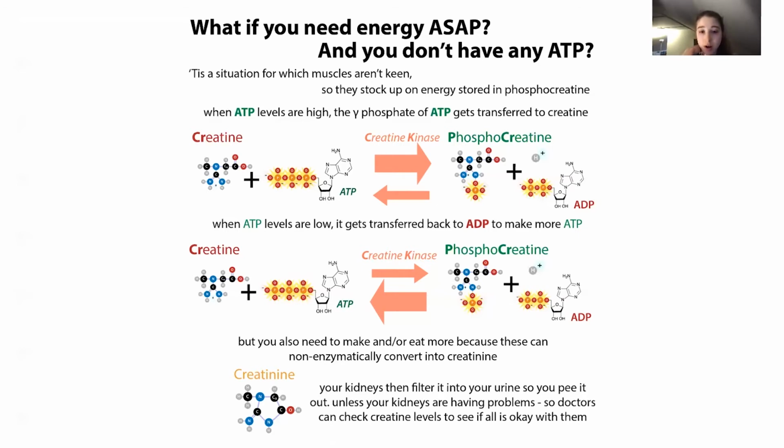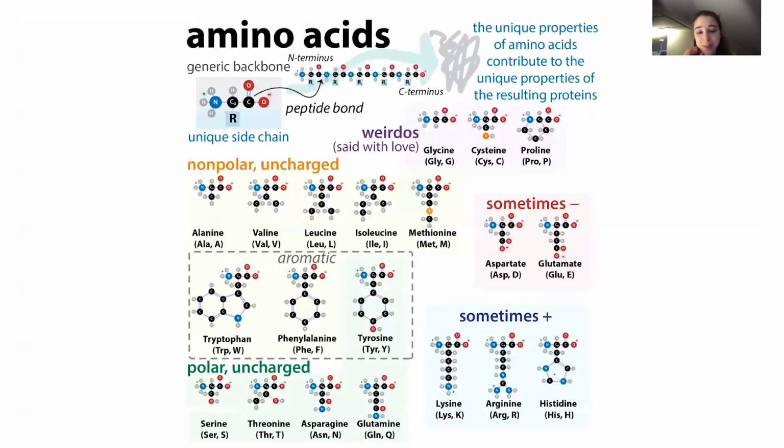So let's talk a little bit more about how our cells actually make creatine and what it actually is. So creatine is actually an amino acid. And we've talked mostly about amino acids in the context of being protein letters.